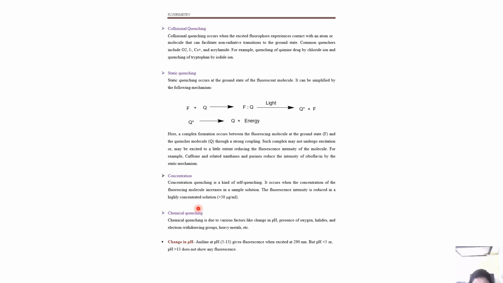Concentration quenching is obviously a kind of self-quenching. It occurs when the concentration of the fluorescent molecule increases in a sample solution. The fluorescent intensity is reduced in a highly concentrated solution.